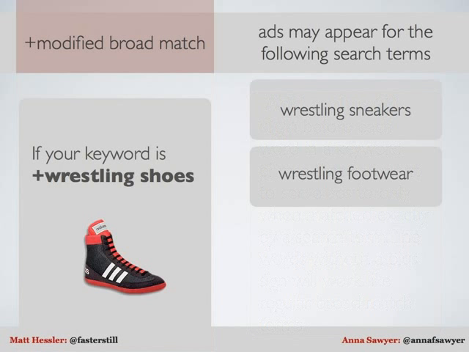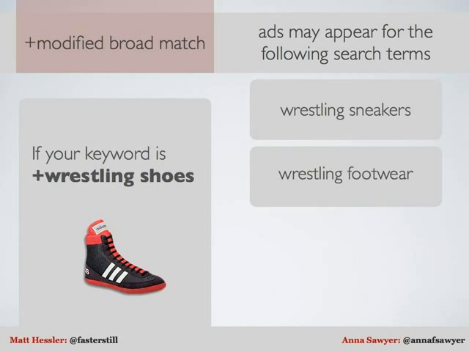So just to be clear, the way broad modified match works, and yes, we are using the plus sign here, is think of this like a broad match keyword. This is wrestling shoes. But any single word within the keyword phrase that you add a plus sign to will be treated as an exact match. So in this scenario, your keyword is wrestling shoes. You've put the plus in front of wrestling. That word wrestling will have to be matched exactly in order for the ad to run. But shoes could be a little bit more liberal.